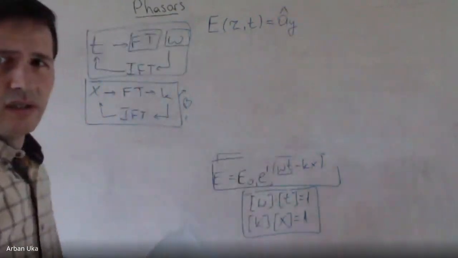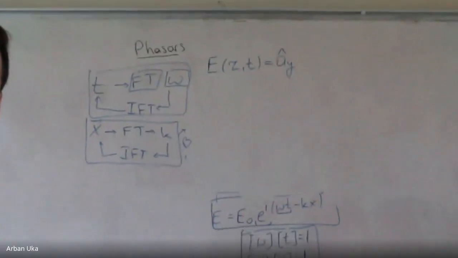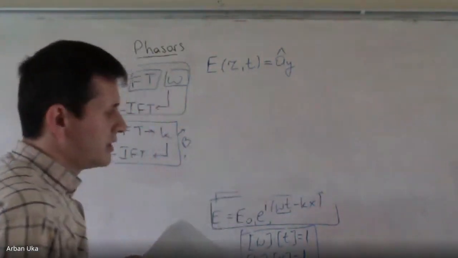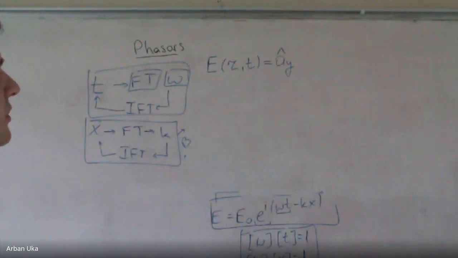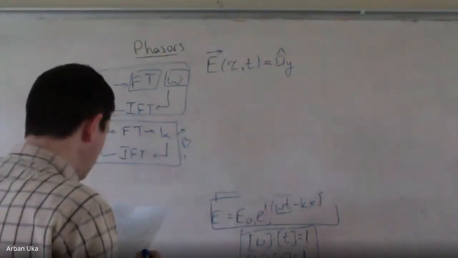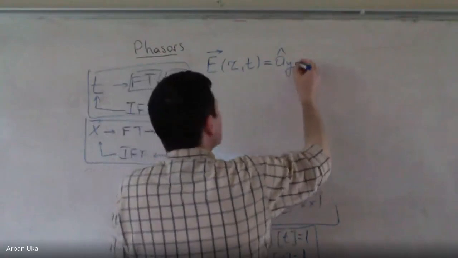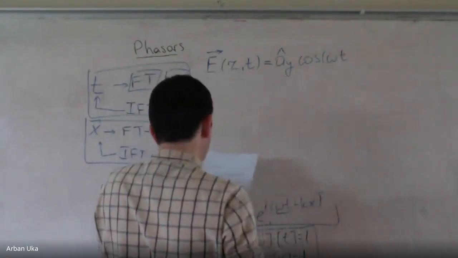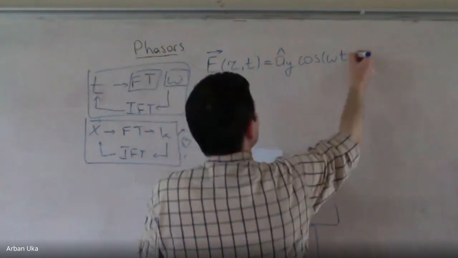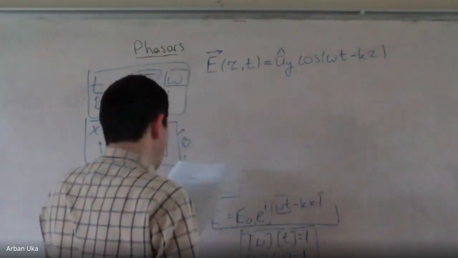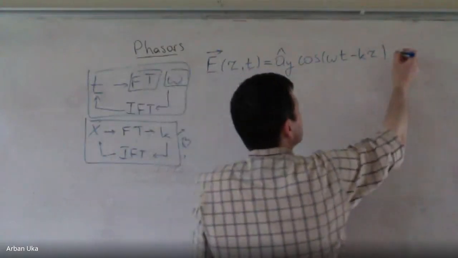So let's assume that we have this electric field, which is pointing in the y direction. This is the direction of the electric field, and this is also a vector, and this is going to be equal to cosine omega t minus kz, and the unit is volt per meter.